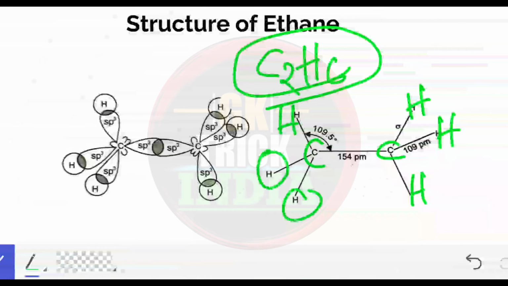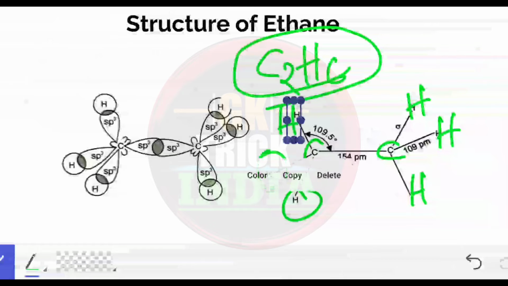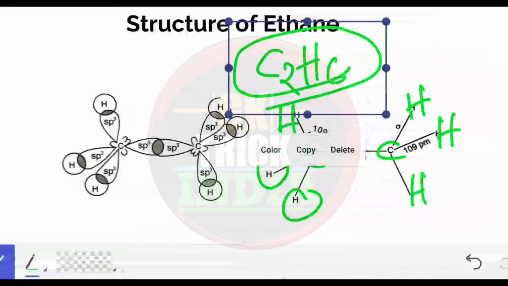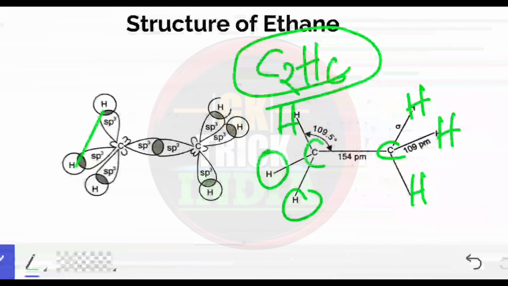Here also the carbon has sp3 hybridization, and if you remember, a few seconds back I told you that sp3 hybridized atoms have a tetrahedral geometry. So where is the tetrahedral geometry? Here is the tetrahedral geometry. You can see here is the tetrahedral geometry.